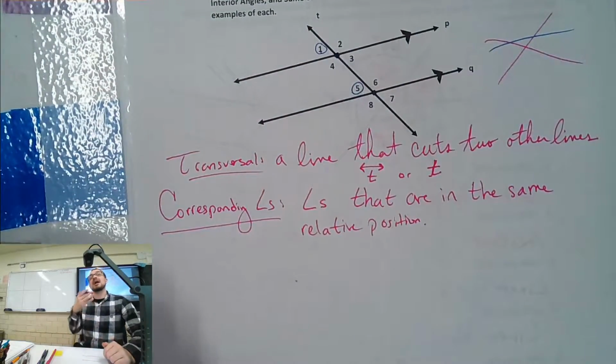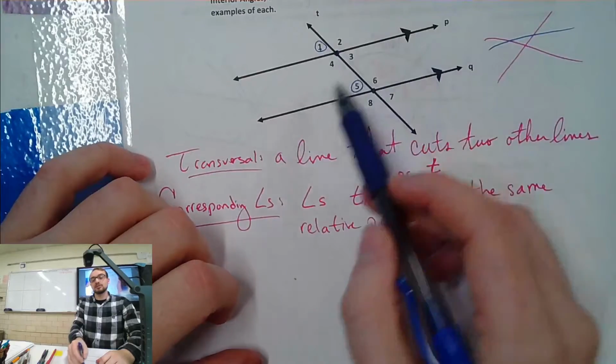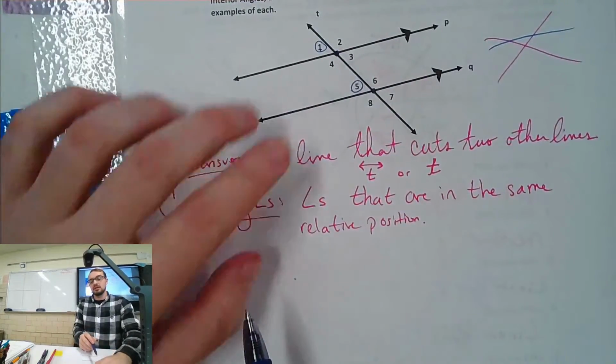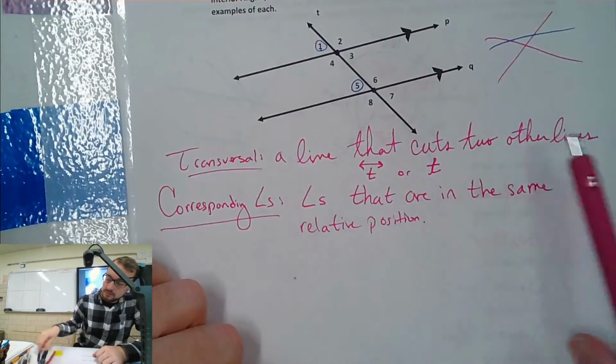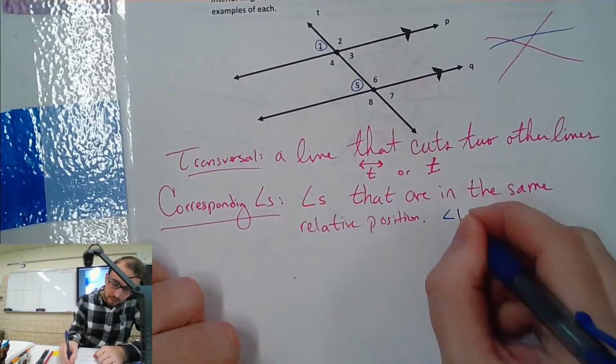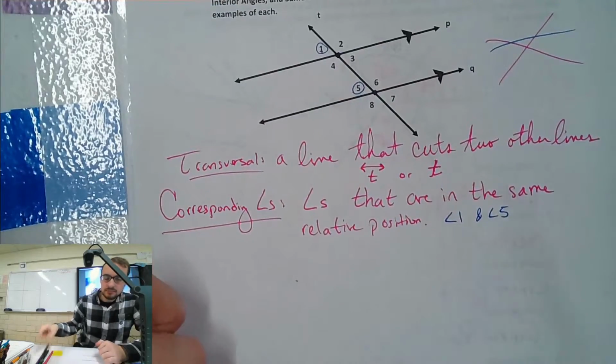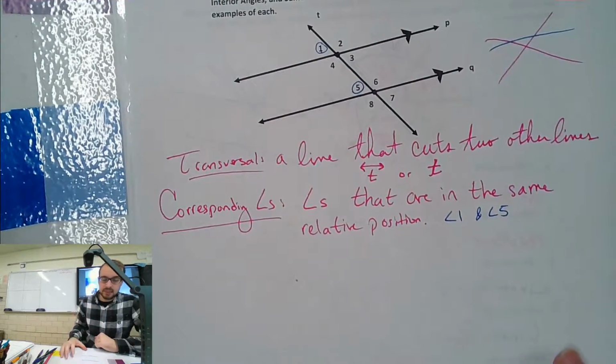And we know that there's a postulate that goes with that. If those lines are parallel, then those angles will be congruent. So an example of corresponding angles would be angle 1 and angle 5. Rest are on your own. Think about what it means.